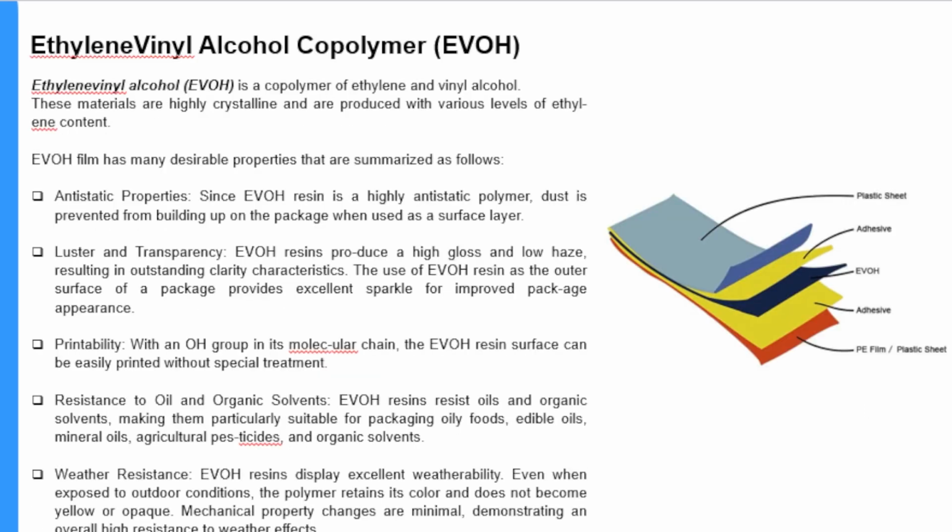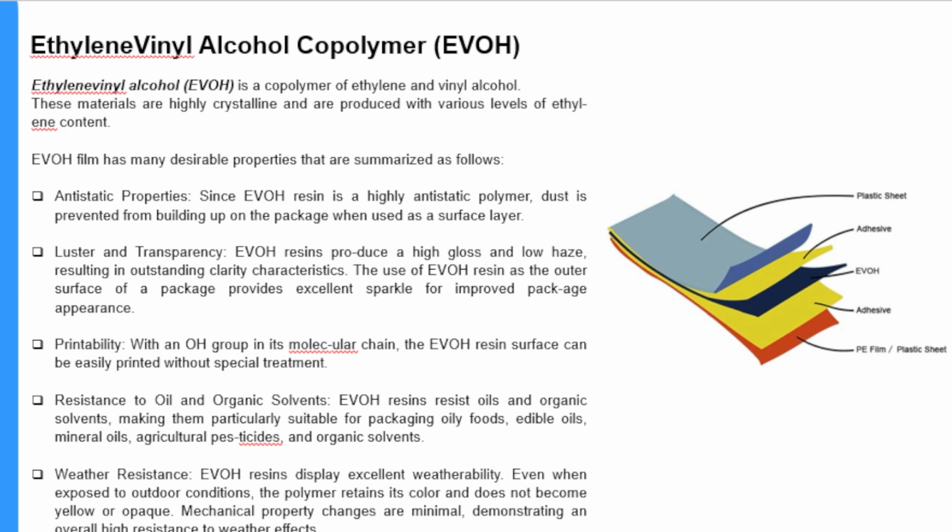Now we come to ethylene-vinyl alcohol copolymer. It is called EVOH. EVOH is a copolymer of ethylene and vinyl alcohol. These materials are highly crystalline and are produced with various levels of ethylene content. EVOH film has many desirable properties that are summarized as follows.